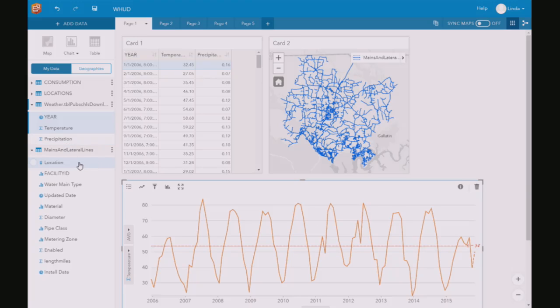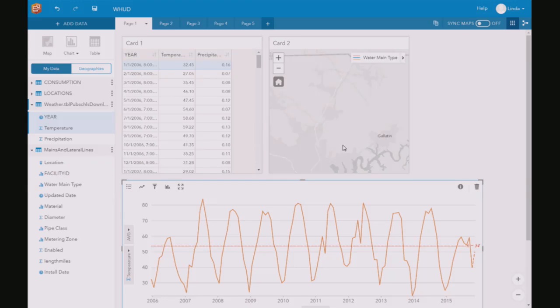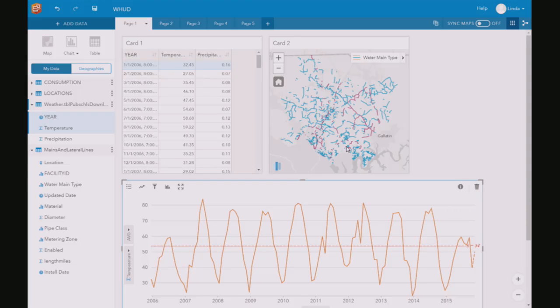I can look at my data set online on the water main types, just to give me an idea of the different water mains. So again, spatially I'm seeing there are differences within that data. So I know that temporally and spatially I have different factors within that data that I want to look at.